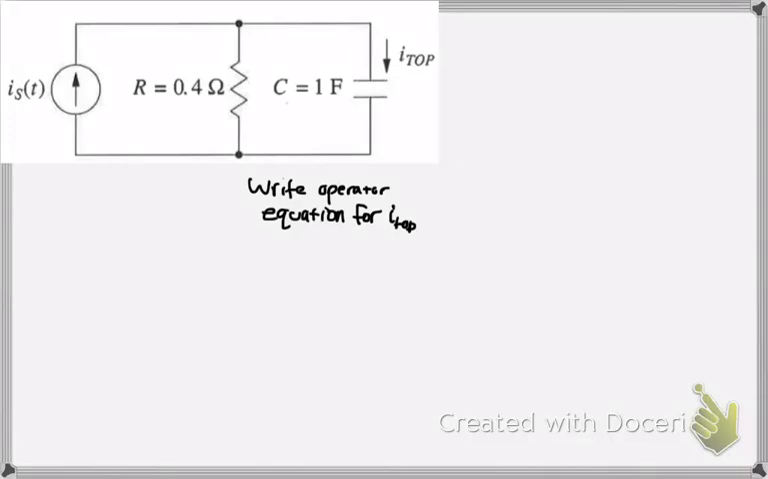Hello YouTube, today we're going to be learning how to write an operator equation for the current going through the top, or the I-top, given by this circuit here. Now you can approach this problem using differential equations. The method we're using is an algebraic method used to go around differential equations, which is supposed to make things a lot easier later down the line. So let's go through this problem.